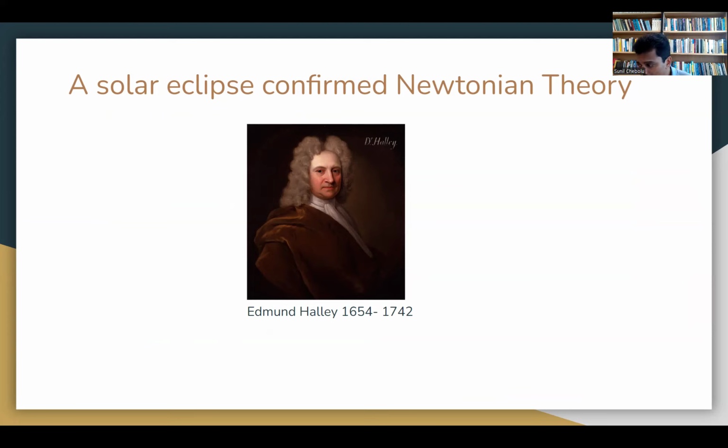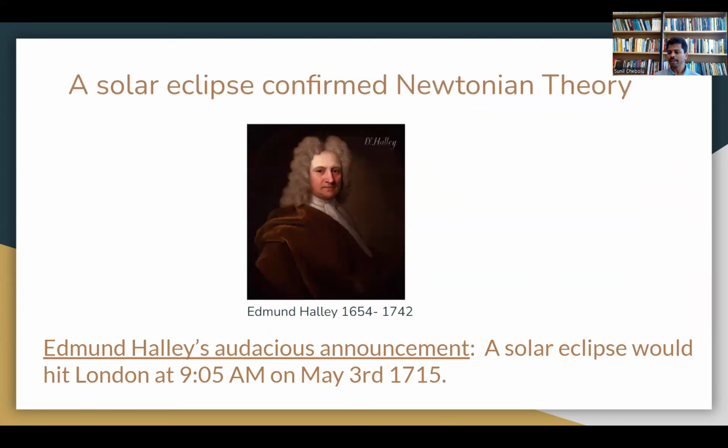So he really believed in the Newtonian theory of gravity, and he did the math to figure out the next eclipse that's going to hit England. So he made this audacious announcement that a solar eclipse would hit London at 9:05 a.m. on May 3rd, 1750. It's a pretty bold and precise prediction, right? So you can tell that he actually did the math, and you can't just pull it out of nowhere, right?